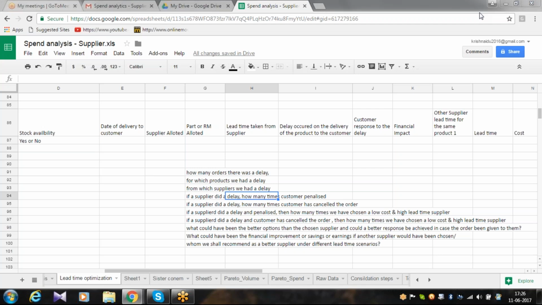Yeah, Prashant. So this is the analysis we have to do on the basis of data. How many orders had a delay? For which products did we have a delay? For which suppliers did we have a delay? So we will do a probabilistic calculation.